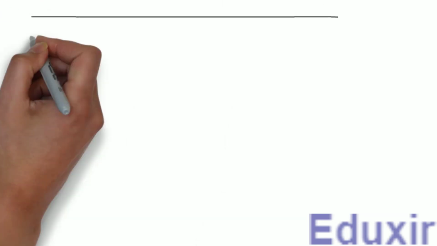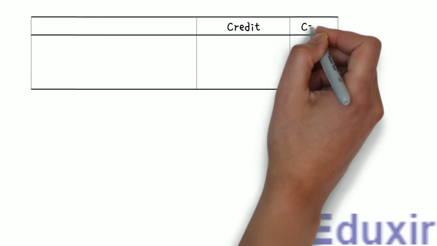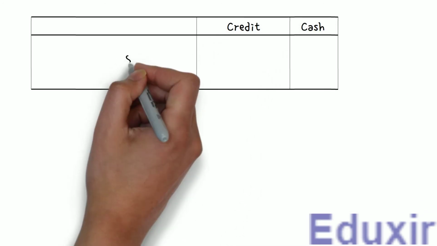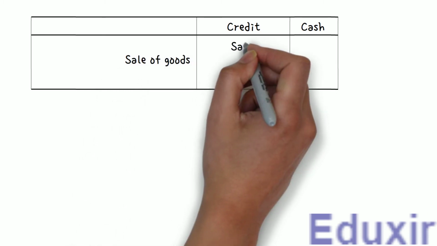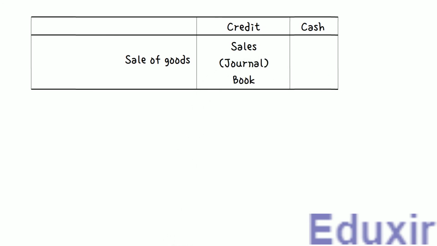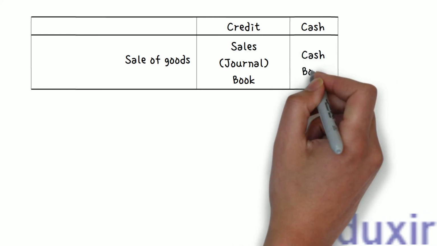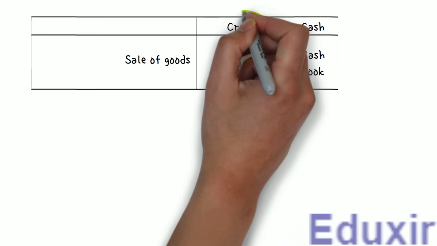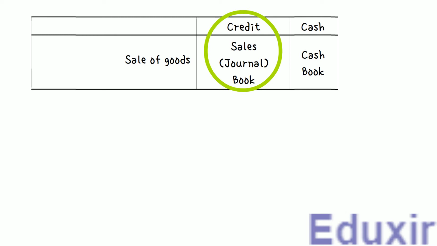Before we proceed with the analysis of these transactions, let us first get acquainted with the sales journal book. When the goods are sold on credit, then only we will record them into the sales journal book. However, if the goods are sold for cash, then we should record them into the cash book. It is only the credit sales of goods that are recorded in the sales journal book. I repeat, it is only the credit sale of goods.